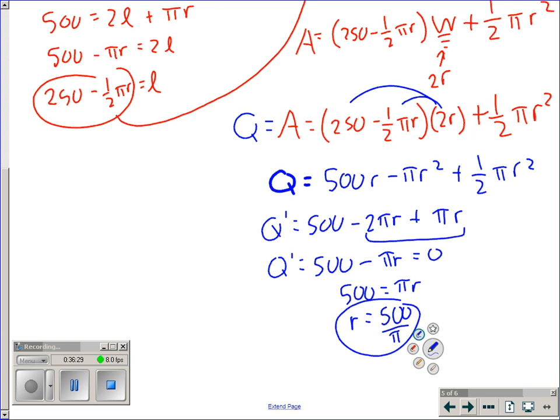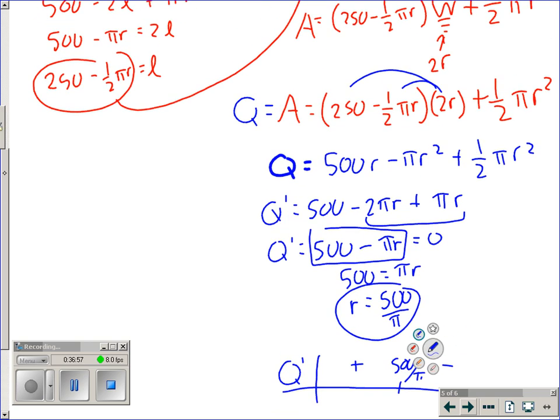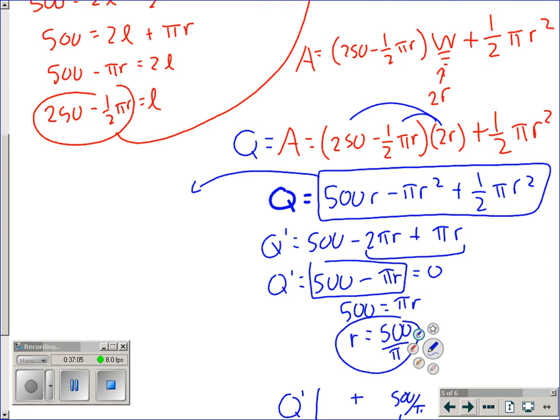And you can test that in your first derivative. It's kind of an annoying one to test, right about here. I'll go ahead and tell you, it's going to be positive and negative on the other side. So now, it's asking for just the maximum area of the field. We can have the dimensions if you want, or we can just go back and plug it into my Q equation, before I take the derivative, and I'm going to have my maximum area.